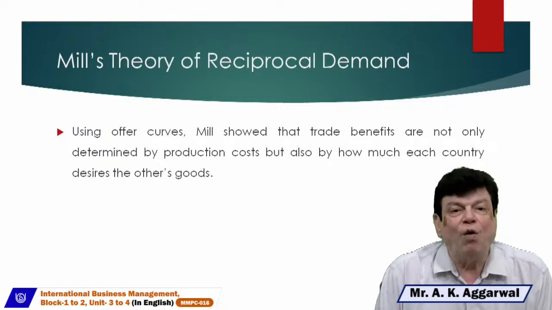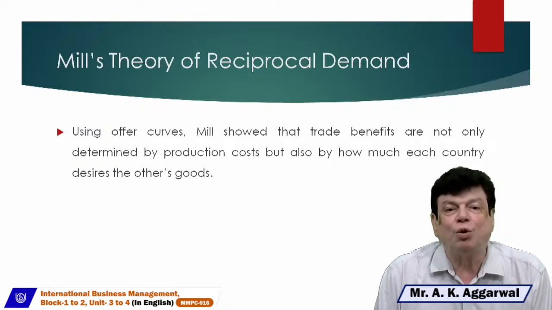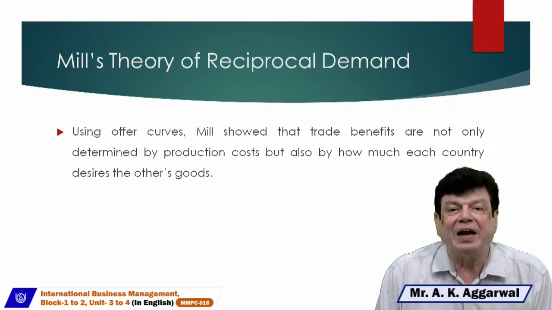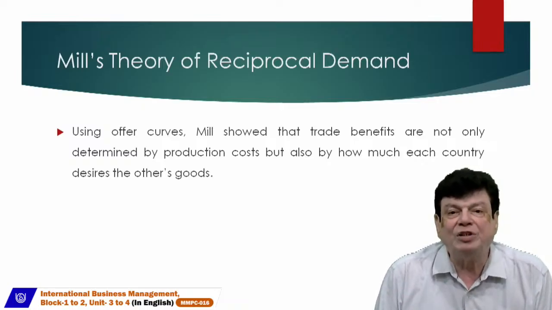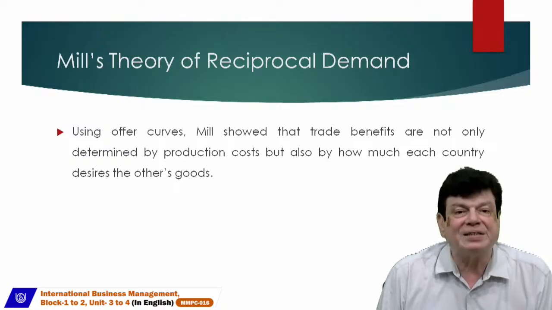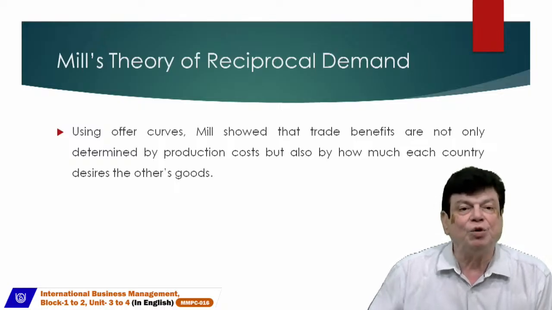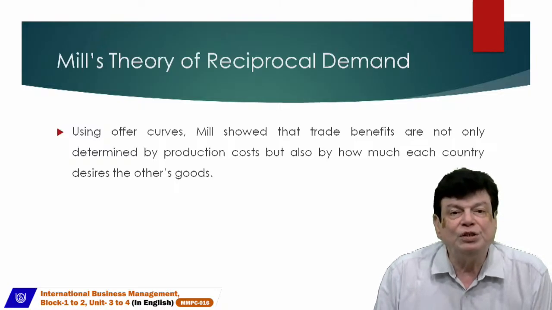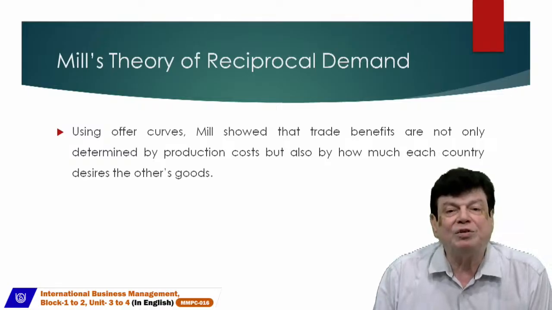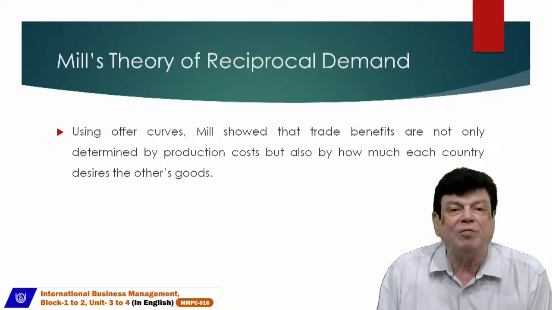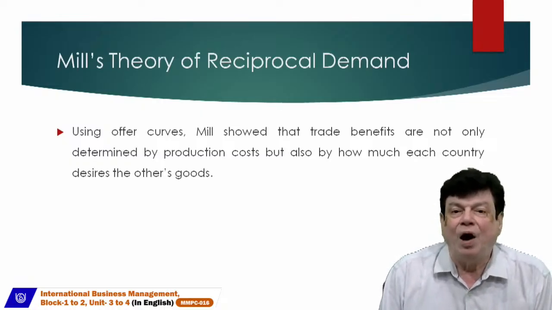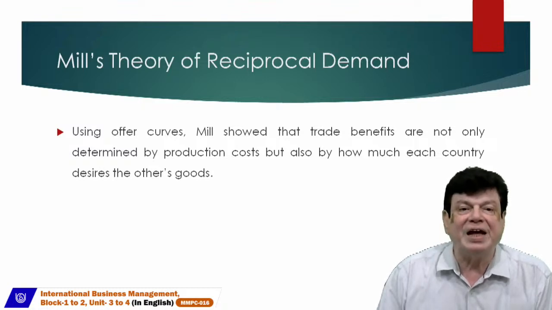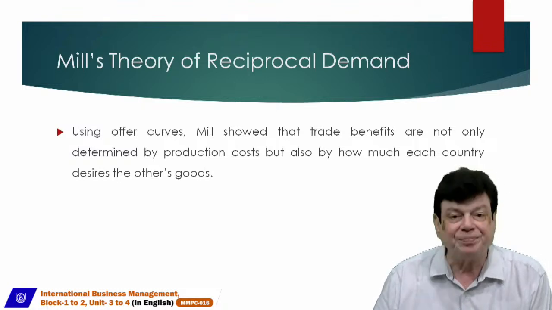Using offer curves, Mill showed that trade benefits are not only determined by production costs but also by how much each country desires the other's goods.